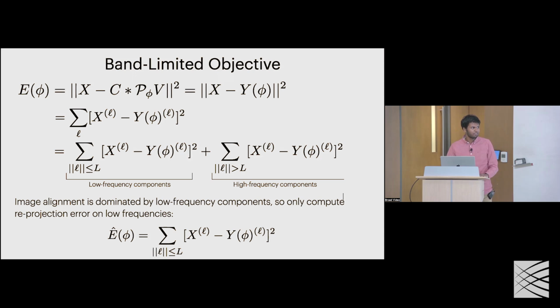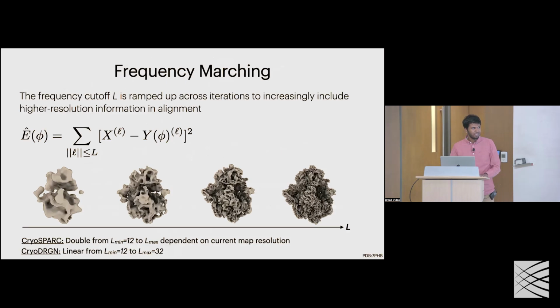And now one key observation we can make is that typically this pose estimation process, aligning these images, is dominated by the low frequency components. And so we can actually ignore those higher frequency terms and only compute the error on the low frequency terms. And so that is cheaper, right? Because we're only computing it on a subset of the frequencies, but it also actually improves the alignment because it avoids, again, sort of aligning to the higher frequency noise components.